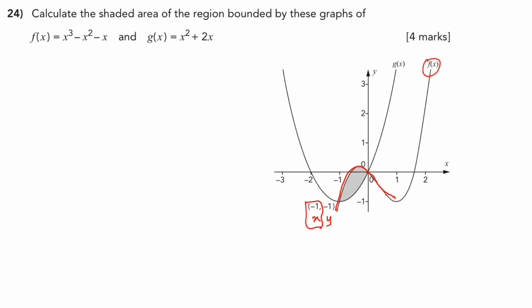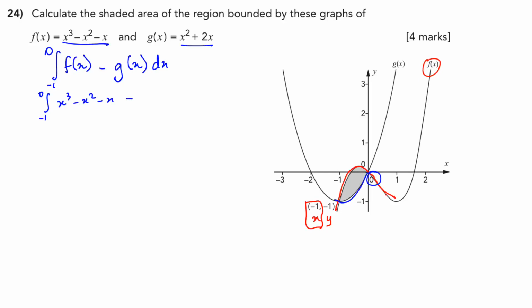So write f of x, minus whichever is on the bottom, the g of x graph, g of x, with the limits 0 and -1. We will replace the f of x with x cubed minus x squared minus x, and g of x with x squared plus 2x. Remember to put the dx.